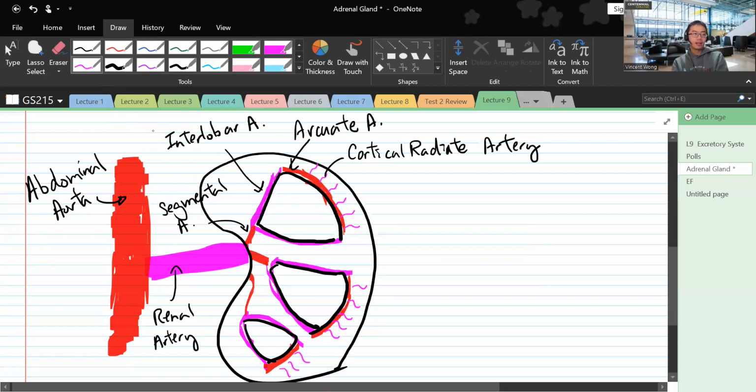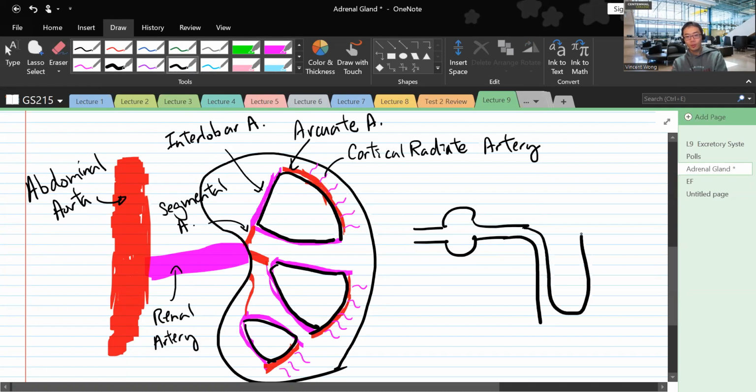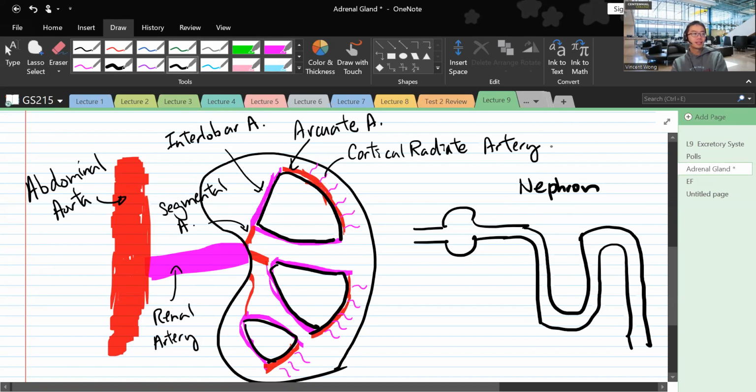Okay, we're almost there. Now I'm gonna draw this thing again. Do you know what I'm drawing, guys? Can you tell me what this is? You should know what it is if you have been with the program. Nephron. That's right. That's a nephron. And we have millions of these within each kidney.